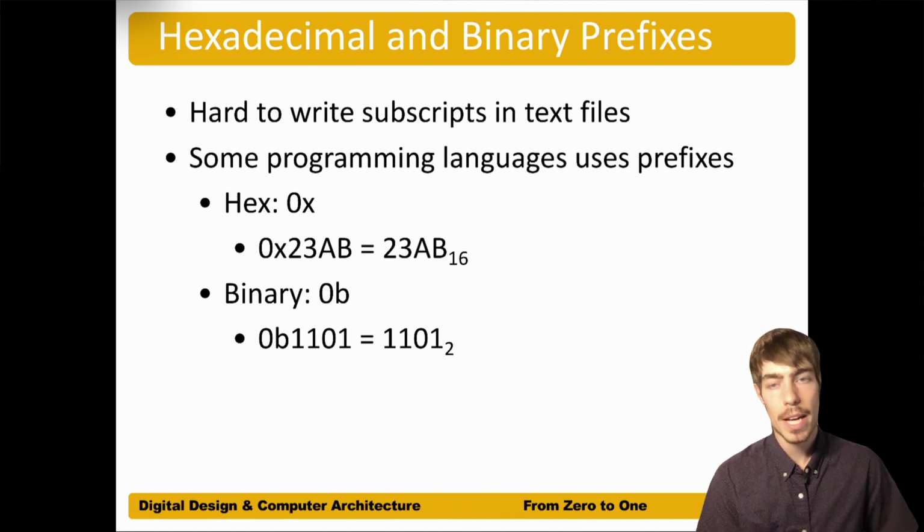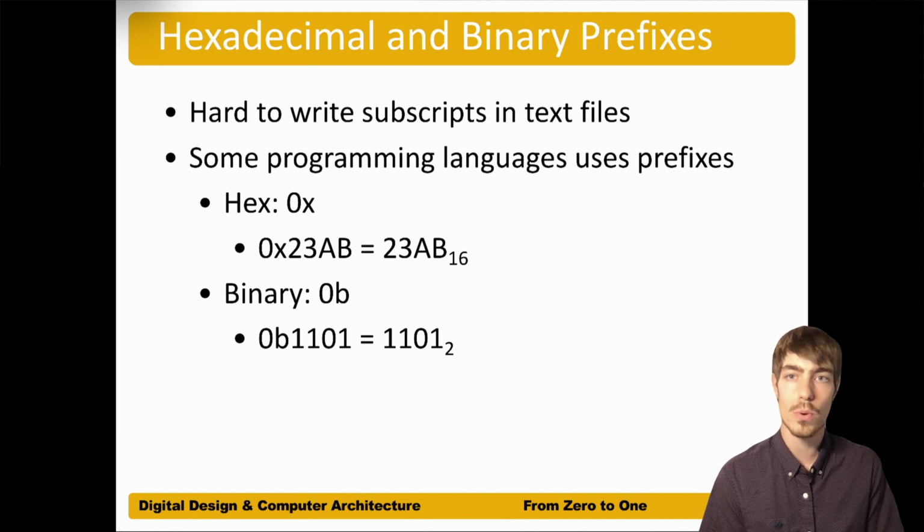Another thing you may commonly see in programming languages are the prefixes. It's kind of hard to do subscripts in text files. And so to indicate the base of a certain number, we assume no prefix for decimal numbers. But if we want to represent a number as a hexadecimal number, we'll use this prefix 0x, which you'll see. And also, if we want to represent a number as binary, we'll use the prefix 0b. And so this is a common way to represent the subscripts that we would use to indicate the base, and is something you'll commonly see in computer programming.